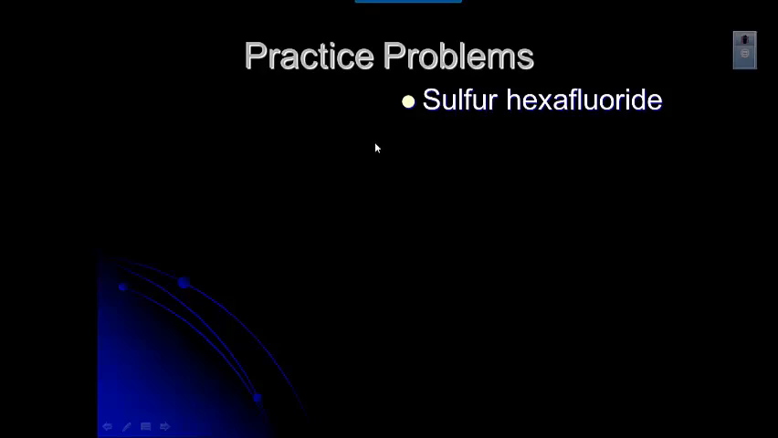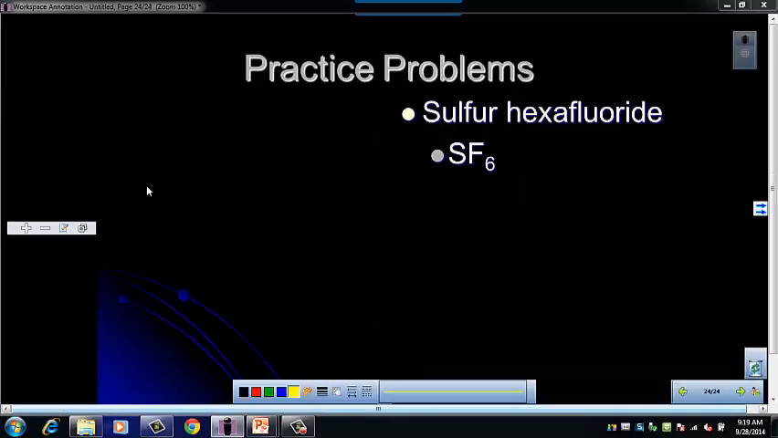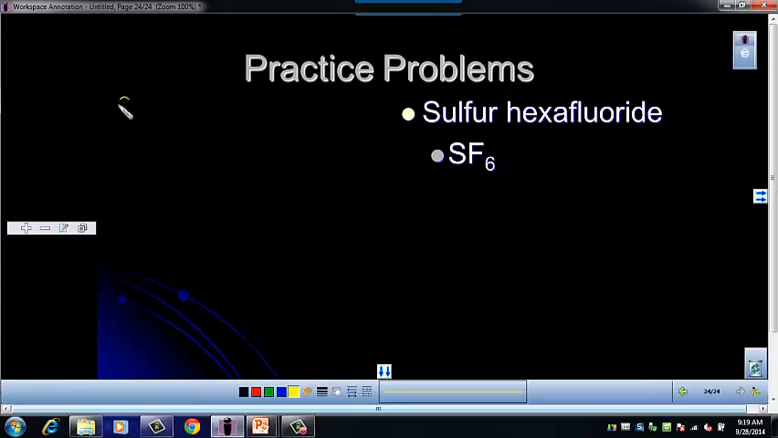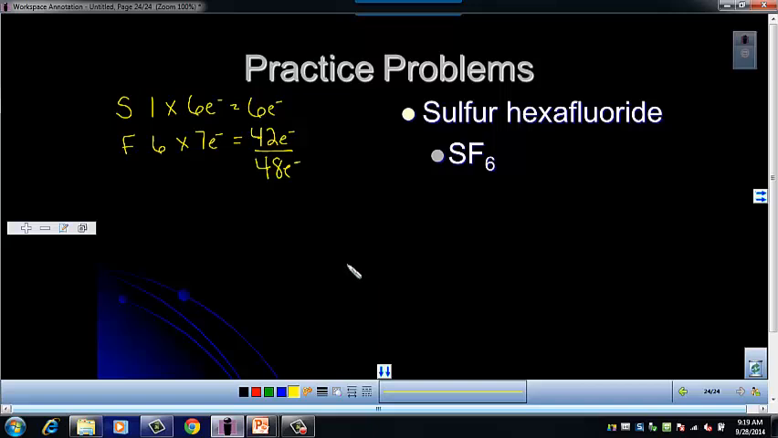Sulfur hexafluoride, you should know the formula for this, SF6. So let's go ahead and add up the valence electrons there. We've got sulfur. There is 1 sulfur atom in our formula, and it has 6 valence electrons. And then fluorine, there are 6 of those. And each one, because it's in group 17, has 7 valence electrons, so that's 42. So a total of 48 valence electrons for our compound.